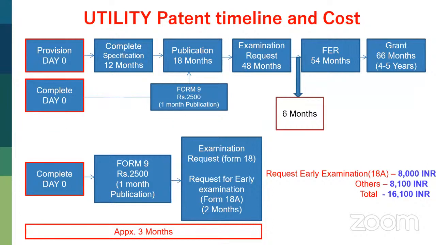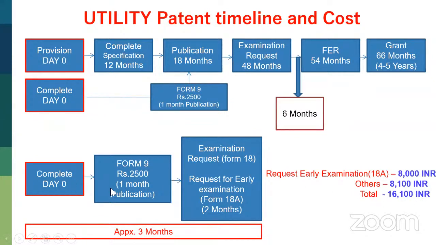Still, if the examiner is not satisfied, there may be a virtual conference between the inventor and the examiner to clarify the invention. This happens in very rare cases, but mostly if your reply to the examiner is fine, then it will be moved to the next stage, the grant stage. Okay. So for this, all we require is 8,100 rupees.